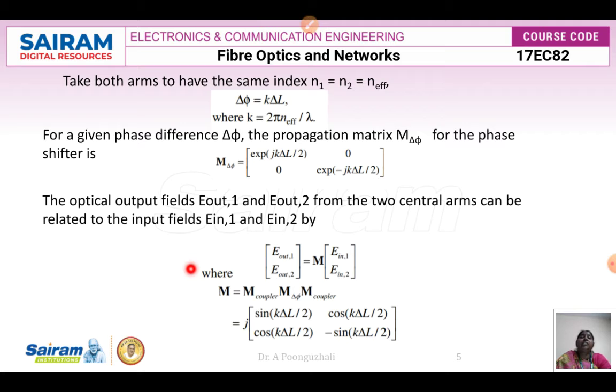That means N1 is equivalent to N2 is equivalent to N effective. So I can write my del phi is equivalent to K into del L, where K is 2 pi N effective by lambda. So for a given phase difference, the propagation matrix for the phase shifter can be written as exponential jk del L by 2.